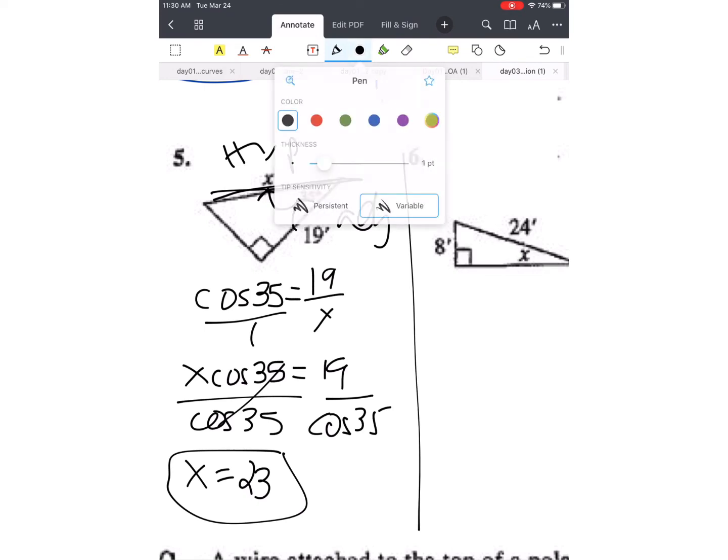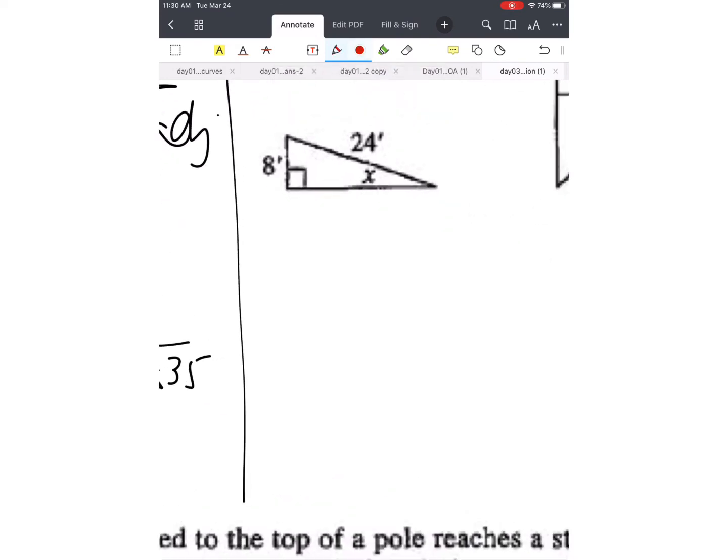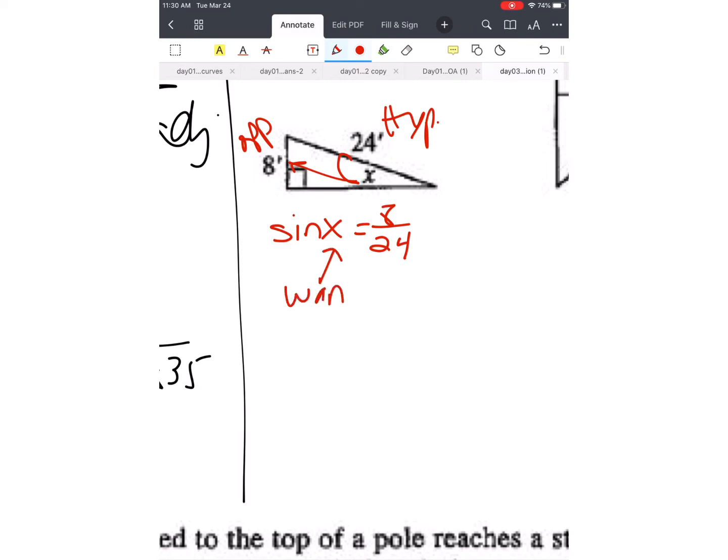Next, I have got red. Red is opposite, and this is hypotenuse. So that has to be sine of x is equal to 8 over 24. So I can't cross multiply here because I want the angle. When you want the angle, it's not a cross multiply sort of thing, it's sine inverse. Sine inverse, second sine, 8 over 24, and you got 19 degrees.